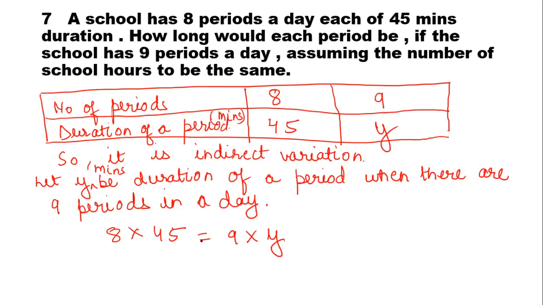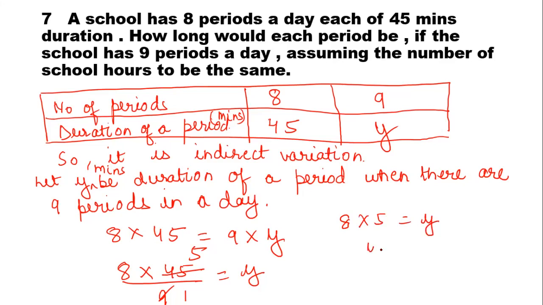8 into 45 is equal to 9 into y. So 8 into 45 divided by 9 is equal to y. We divided 45 by 9 and we get 5. 1 is cancelled with the table of 9. 8 into 5 is equal to y. So y is equal to 40 minutes. That means each period will be reduced by 5 minutes if we have to keep 9 periods in a day.